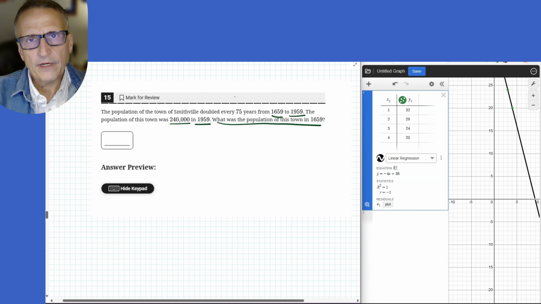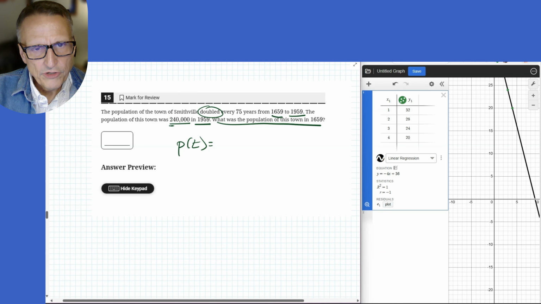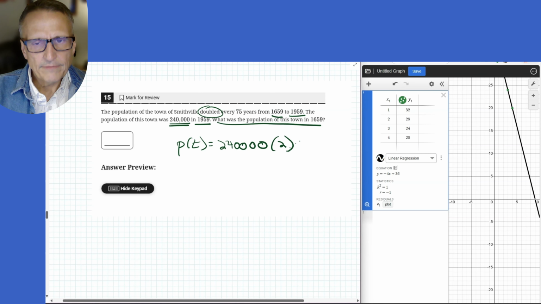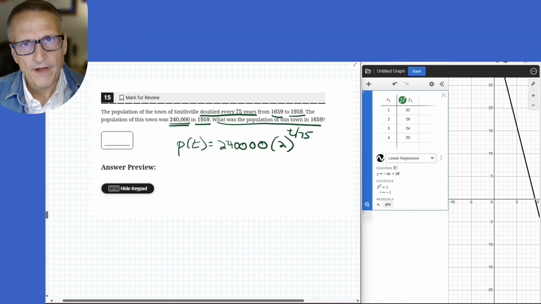Well, hopefully you recognize this as an exponential function. When something is doubling every so often, we want to write it as an exponential. But what I'm going to use is my initial value in 1959 of being 240,000 as the population. And if it's doubling every so often, I would be using 2 as the base of my exponential. But I don't want the doubling to occur until 75 years. In other words, every 75 years is when it should be doubling. So I'm going to put raised to the t over 75.